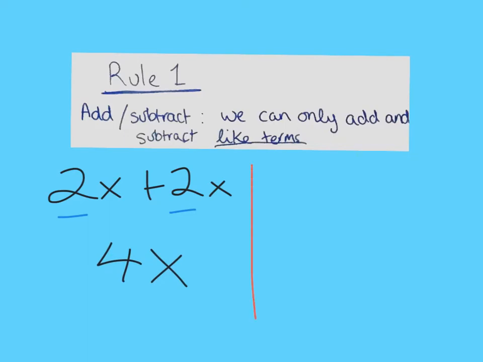For example, if we have 5y minus 2y, then we can just look at the coefficients. So we see 5 and minus 2. 5 minus 2 gives me 3. And don't forget our y.